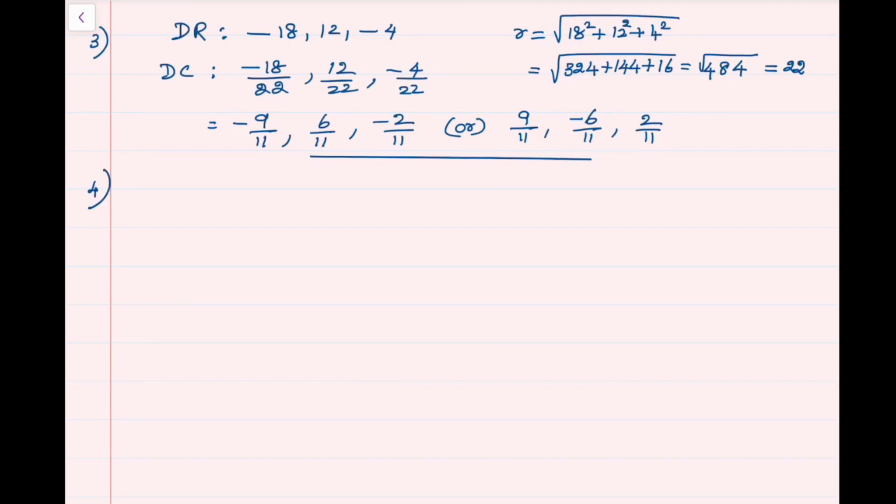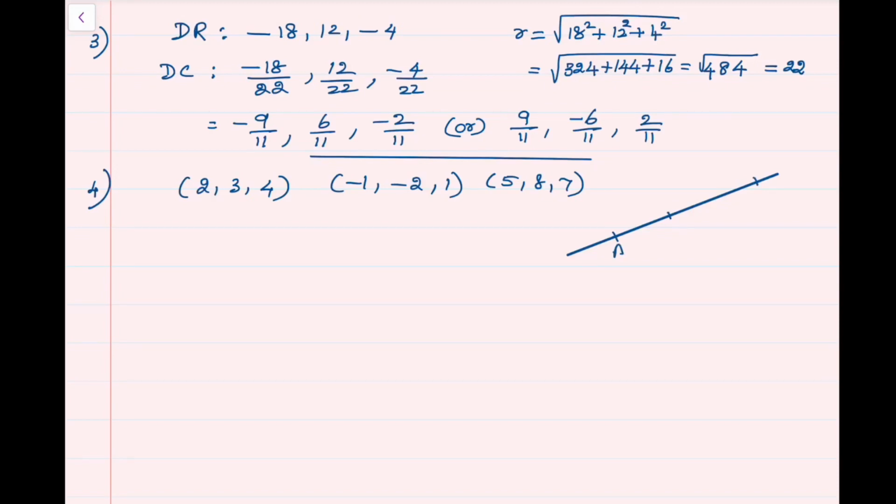Question 4. Show that the 3 points given, 2, 3, 4, minus 1, minus 2, 1, and 5, 8, 7 are collinear. Collinear points means lying on the same line. Let us name them as A, B, C. If 3 points are collinear, DRs of AB and DRs of BC should be proportional. Let us find DRs of AB. When 2 points are given, we know how to find DRs. Just do subtraction. In any direction you may subtract.